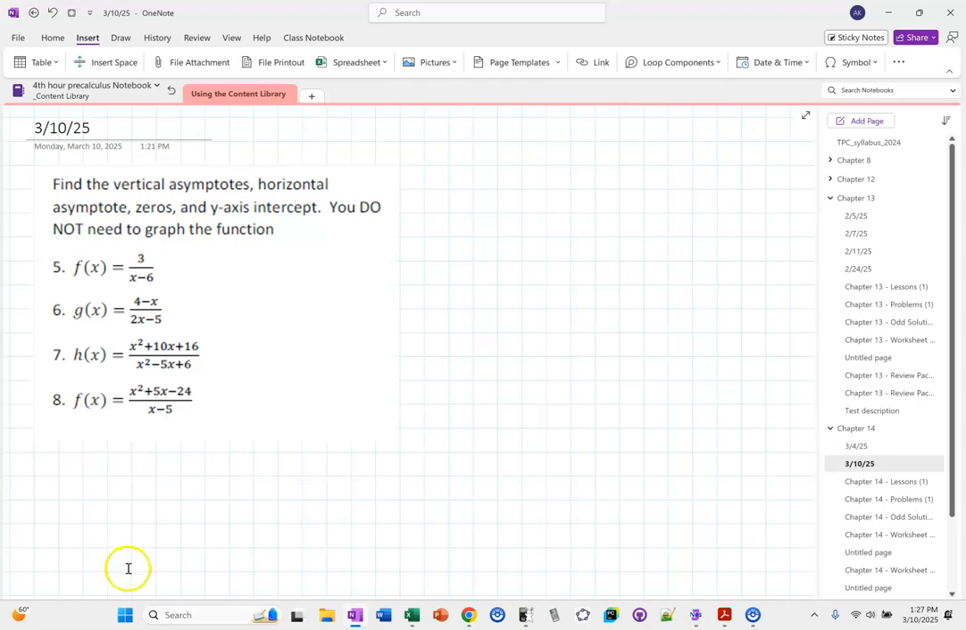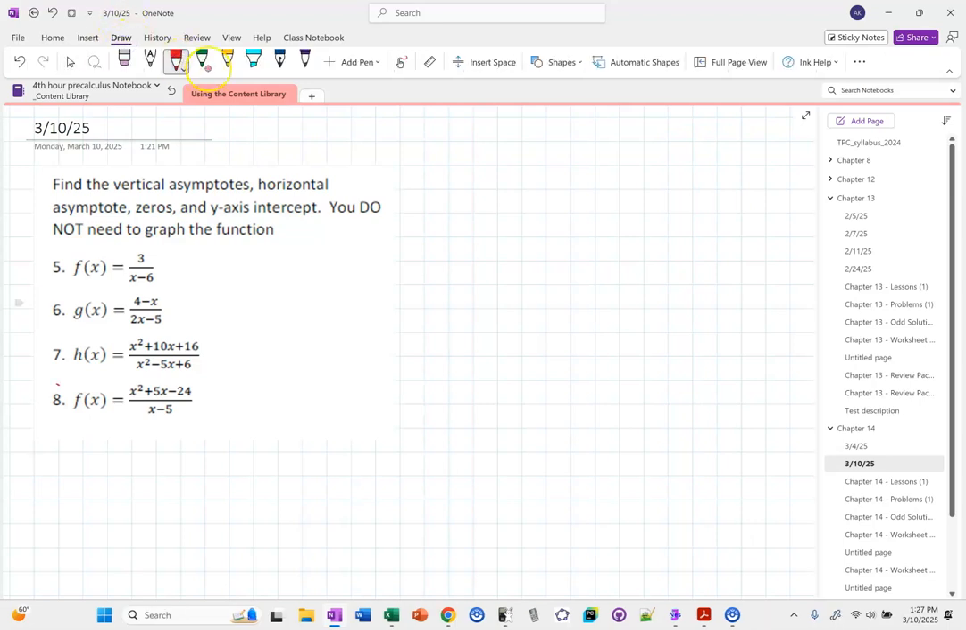All right, let's do 8. It says you do not need to graph the function. I'm going to graph it anyway because we're going to assign the graphing problems also from this same set of topics, so this will serve as good an example as any. It says find the vertical asymptotes, horizontal asymptote, zeros, y-intercept.